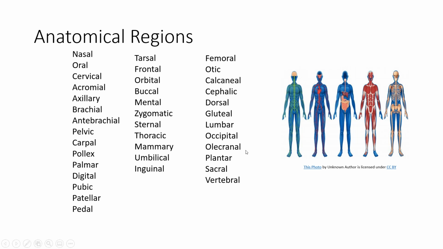Olecranal is talking about the elbow, so the back of the elbow. Plantar is the bottom of the foot. Sacral would be the tailbone. And vertebral is referring to where the vertebrae lie in the back.